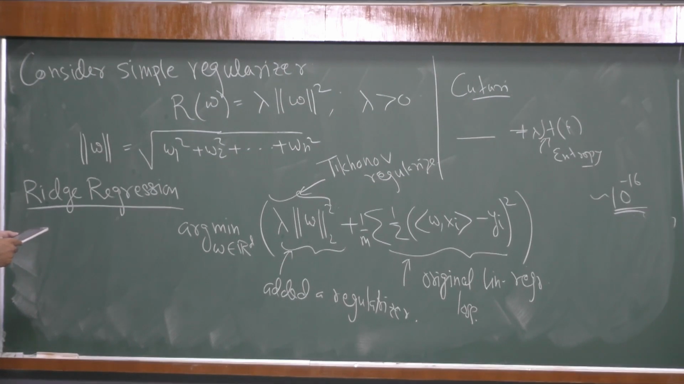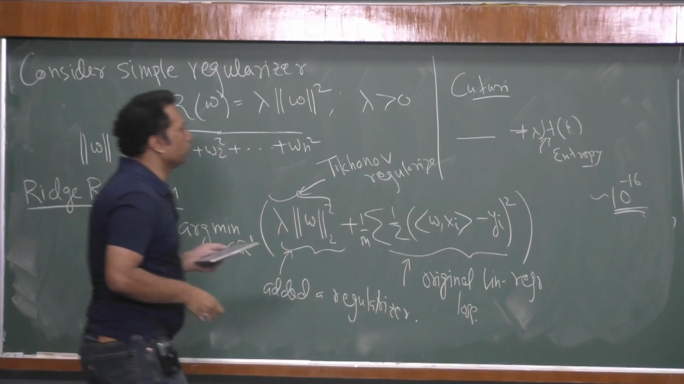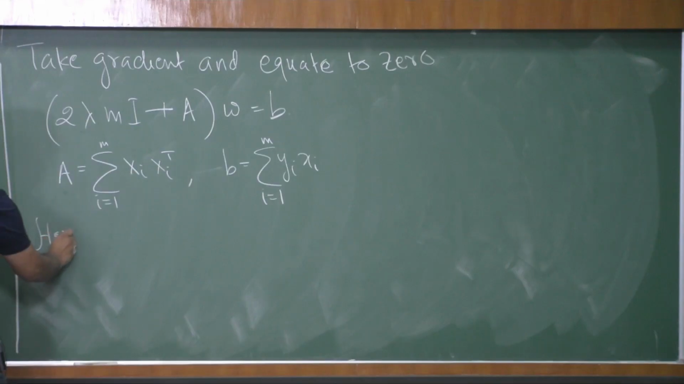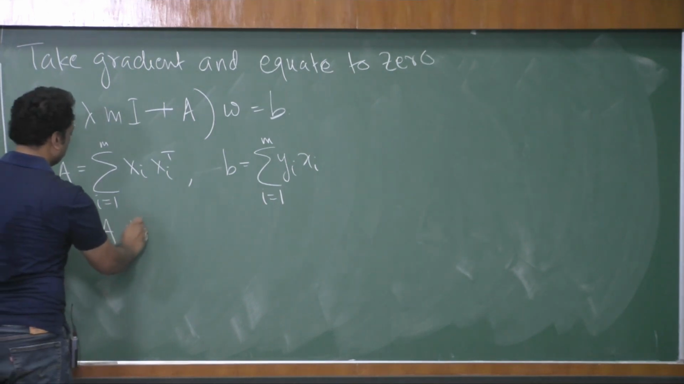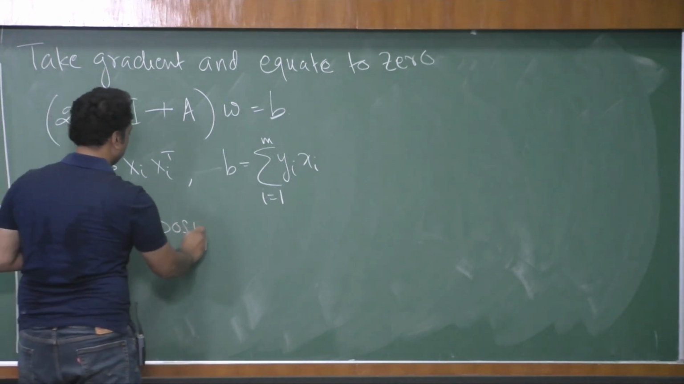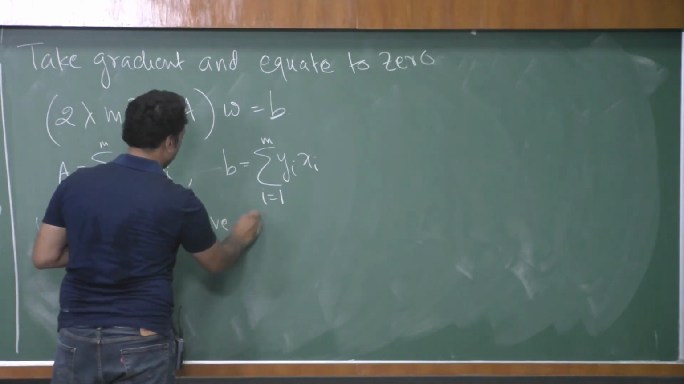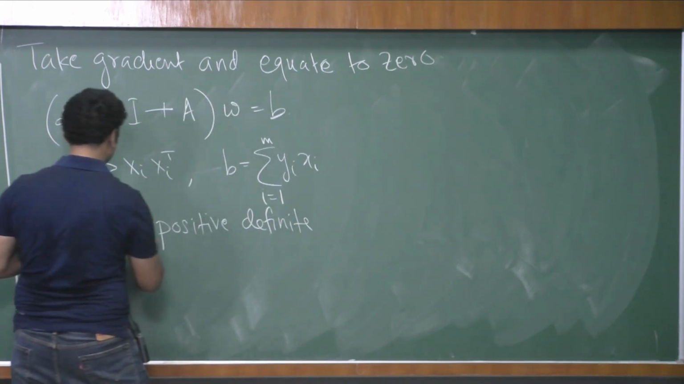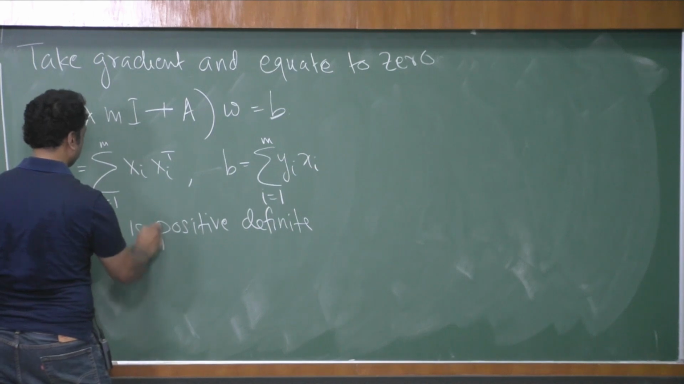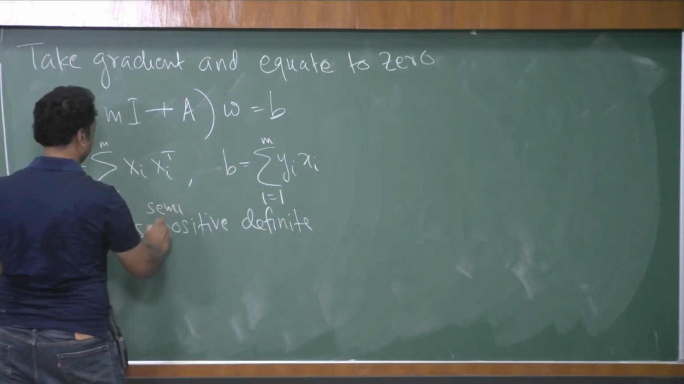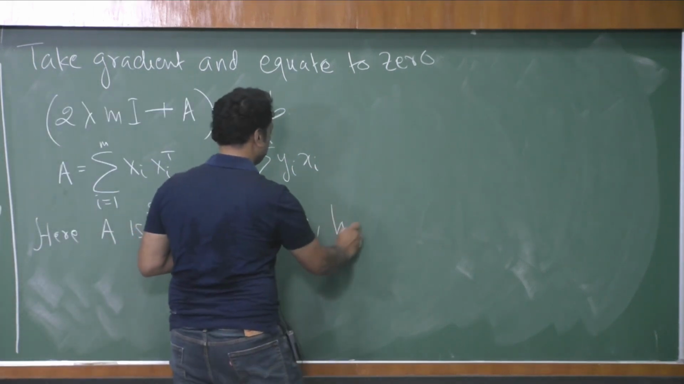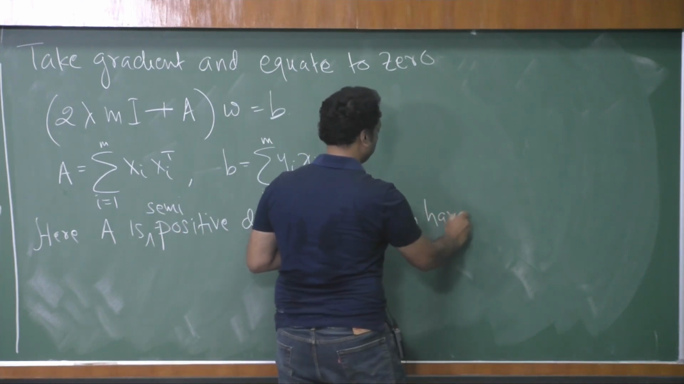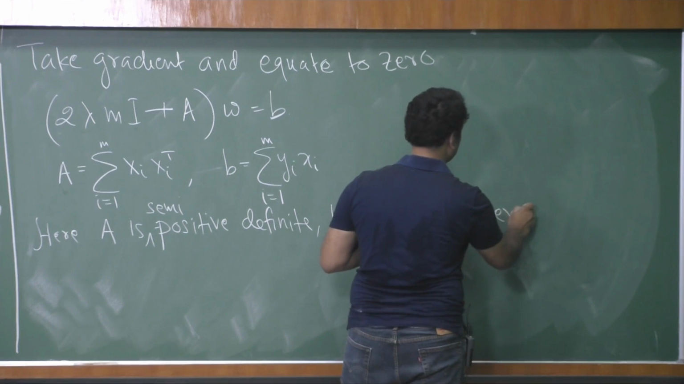In this case, since this is invertible, we can fill this in here. Here A is positive definite, or I mean semi-positive definite. That's the main part: it is semi-positive definite, hence can have 0 eigenvalues.